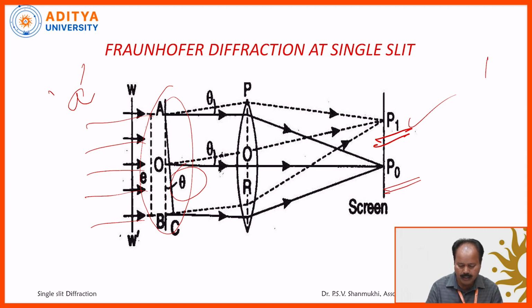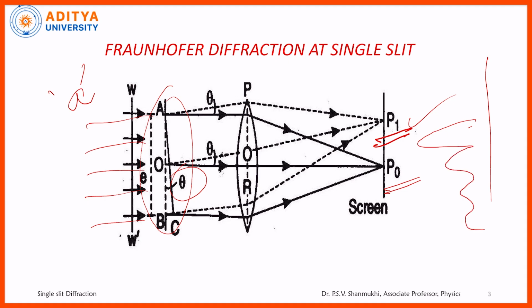On the screen, we get the central maximum, first order, second order like this. This is the central maximum, the first order maximum given by I1, the second order maximum given by I2, a symmetric pattern. So mathematically we will analyze the same.